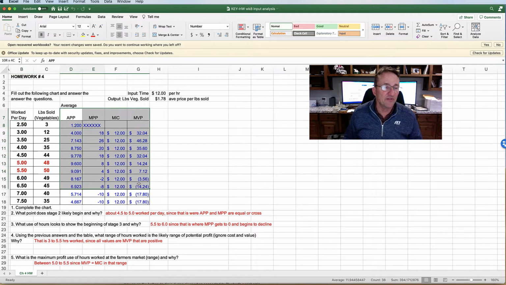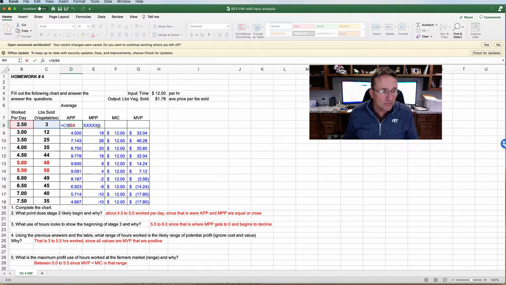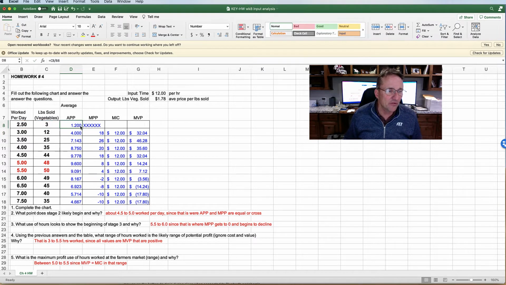Now there's a couple of things we can do to develop measures of this, and so I wrote formulas already. In fact, let me show you the formula. If you just want to do average production, it's your vegetables sold divided by your input. So C8 divided by B8. I copied that formula all the way down, and so those are your answers. Your average starts out low and then goes up all the way until about right here, and then the average starts to fall off a little bit in production.